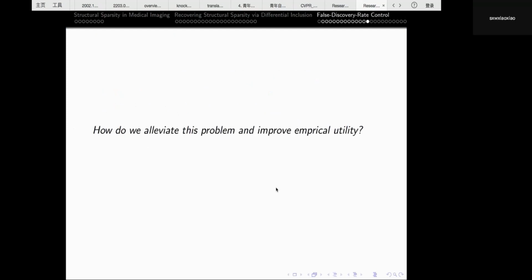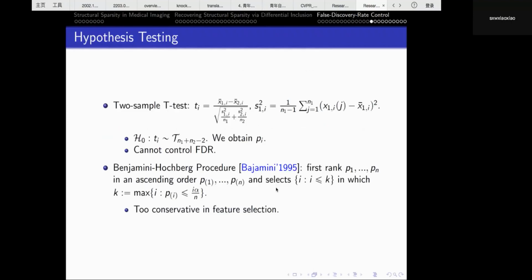We first review the hypothesis testing method. The classical one is the two-sample t-test, and we can calculate the p-value of each feature. We can also use the BH procedure to finally control the FDR. But as the BH procedure assumes independence among all features, it is too conservative in feature selection.